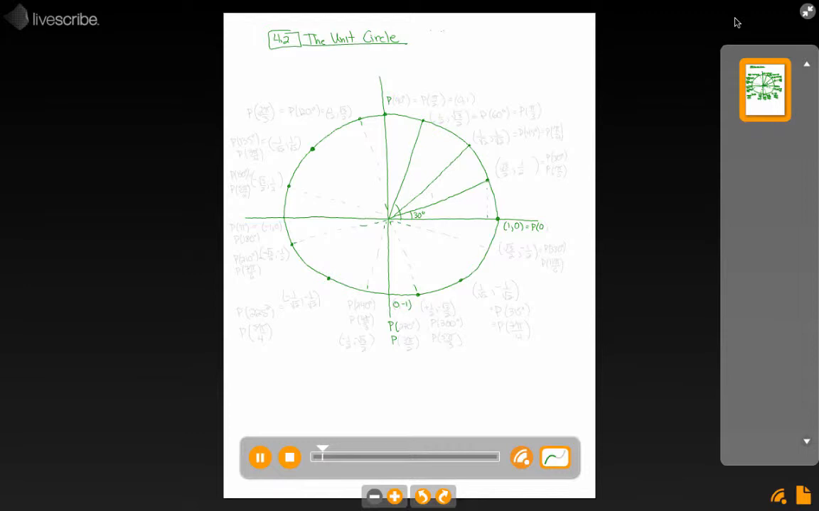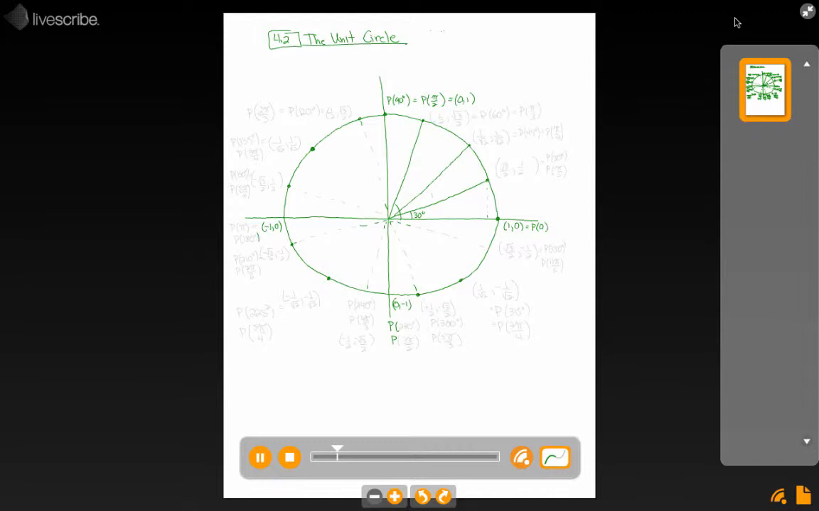So for example, this point, 1, 0. And that happens at an angle of 0 degrees or 0 radians. If I go to the top of the unit circle here, the angle would be 90 degrees, or pi over 2 radians, and the coordinate is 0, 1. Over here I have -1, 0, and at the bottom I have 0, -1.